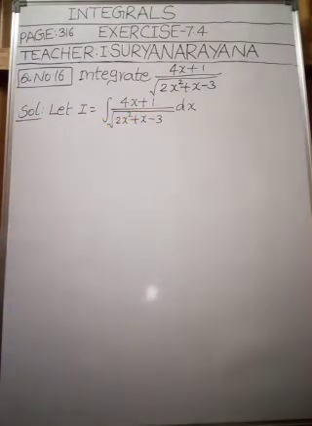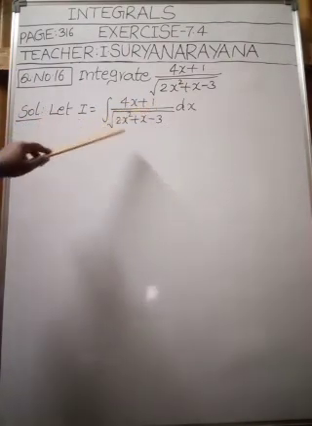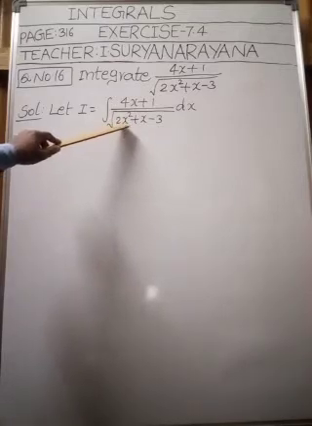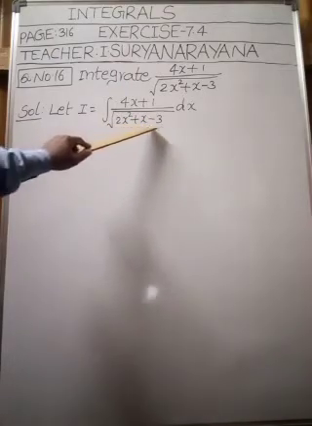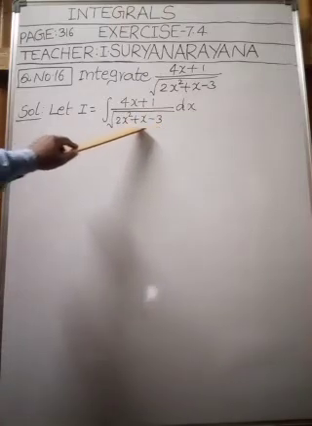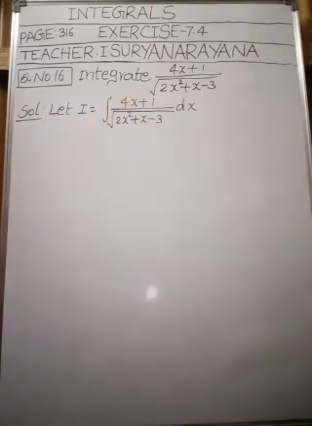If you observe the numerator 4x plus 1, it is the derivative of the expression under the root. What is the derivative of 2x square? 4x. Plus the derivative of x? 1. So 4x plus 1. What is the derivative of minus 3? 0. So the derivative of this function is the numerator 4x plus 1. So let us assume that 2x square plus x minus 3 is equal to t.